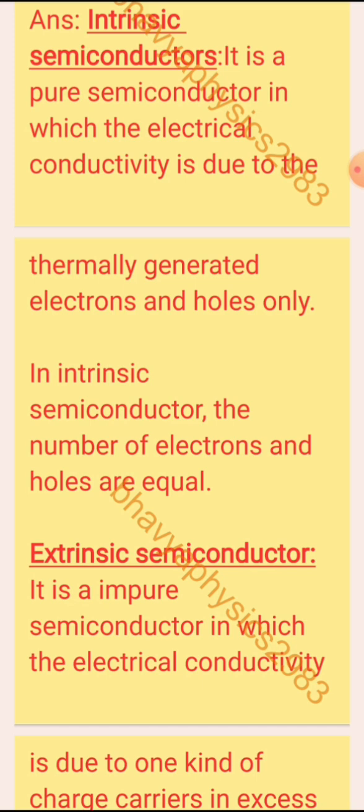This is due to thermal generation: because of heat energy, the covalent bond breaks, and the electron comes out of the atom, hence a vacancy is created, which is denoted by a hole. That's why holes and electrons are always equal in number in an intrinsic semiconductor.